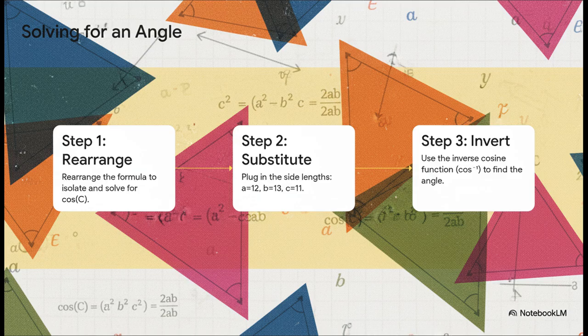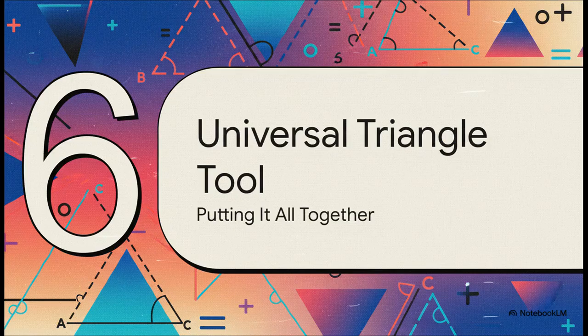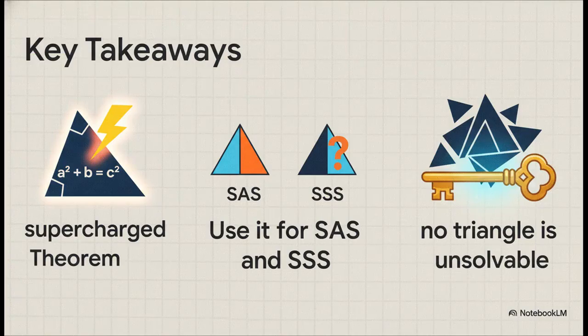Finally, to get from that cosine value to the actual angle in degrees, we use the inverse cosine button on our calculator. It usually looks like cos inverse. And voila! The missing angle is about 48.4 degrees. Just like that, we figured out a specific angle inside a non-right triangle. Again, something totally impossible with just the Pythagorean theorem. So let's just step back for a second and appreciate what we've just done here. We've added a genuinely universal tool to our math toolkit, one that can take on any triangle no matter what its angles look like. So what's the bottom line?